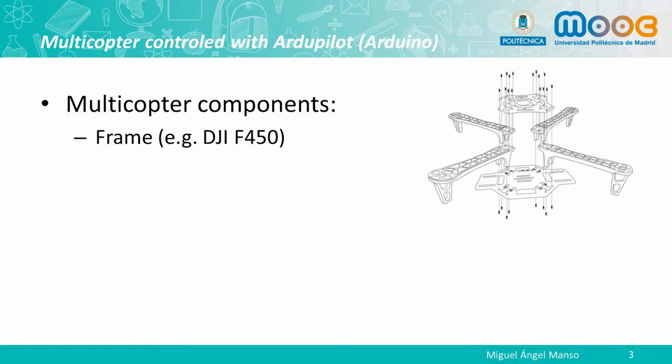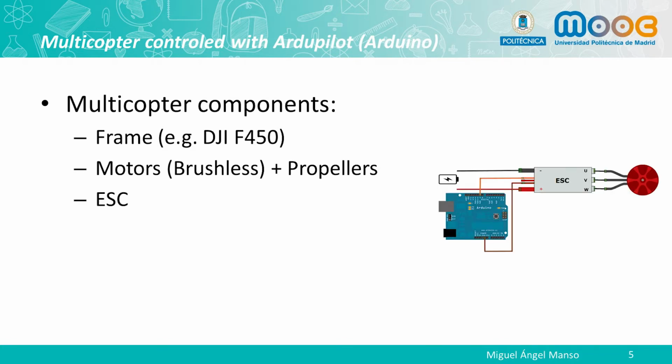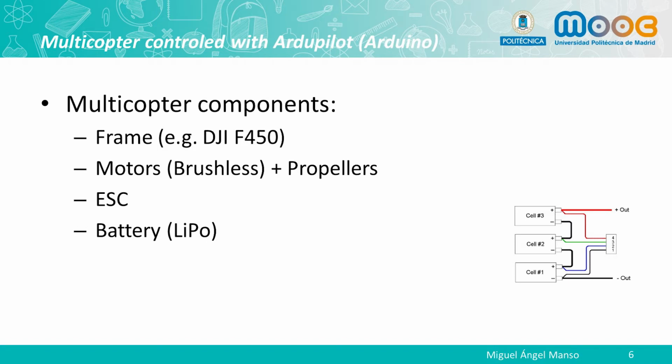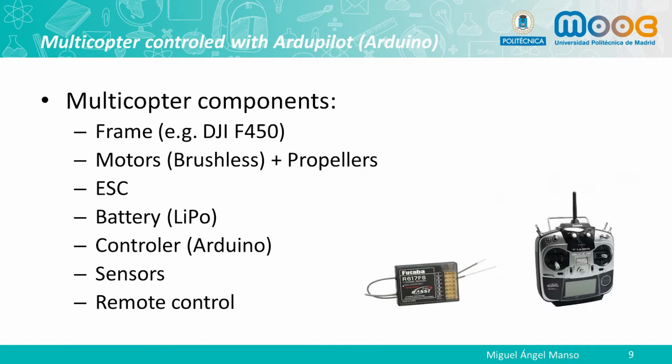First of all, review the main multicopter components. The frame, for example, DJI frame Flame Wheel 450, electric brushless motor and the propeller. Electronic speed controller, ESC. Usually lithium polymer battery or LiPo. Flight controller, Arduino. Sensors: magnetometer, accelerometer, gyroscope, GPS or GNSS, and voltage and current meter to know battery charge. And finally, remote radio control receiver to control the movements of the quadcopter.